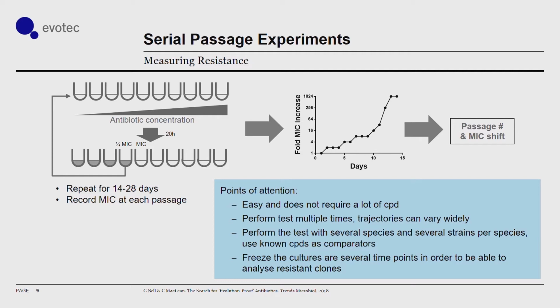Perform the test with several species. It's the same point that was explained before. Several species, several strains per species, because the genetic background matters a lot. And use known compounds as comparators. You might want to freeze the cultures at several passages, especially when there is an MIC shift, because you might want to go back afterwards and try to analyze the population and the individual clones that are in there.